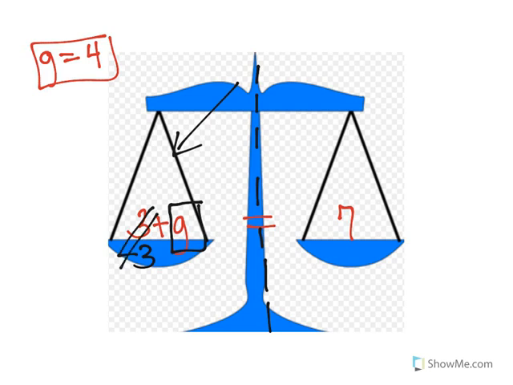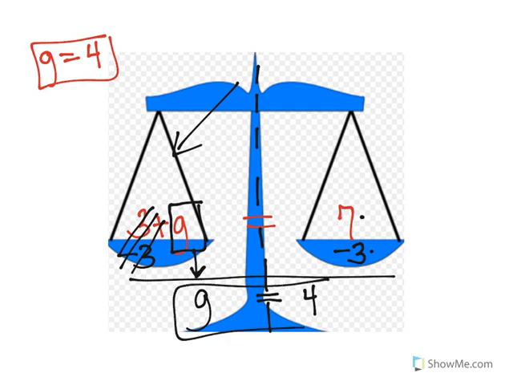Now remember, guys, like the balance beam, the moment you do something to one side, it's going to become uneven. It's no longer equal. So to keep it equal, what you do to one side, you must do to the other. So I'm going to take away 3 from this side. As you see, on the left side, you only have G. You're by yourself now. No one else is in your room. Now on the other side, 7 minus 3 is 4. So you just solved it. G is equal to 4. Let's try a few more.